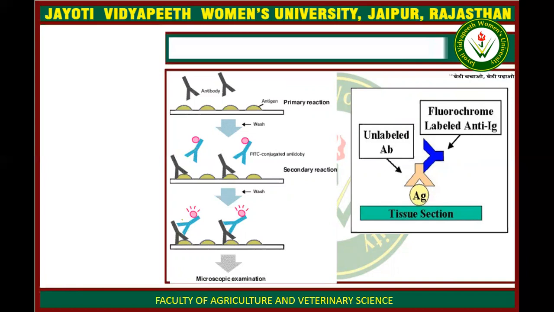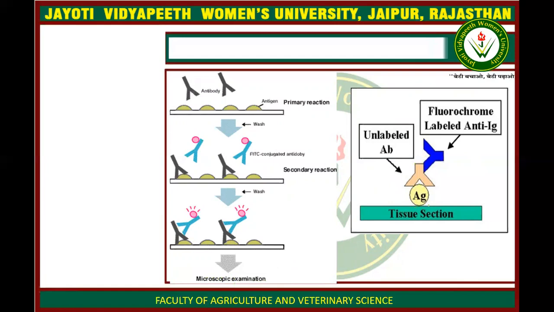So it has been bound here in the third step, and when it binds to this antibody, it will emit some light, and when it emits the light, it can be detected by the fluorescent microscope. Only a fluorescent microscope can detect this emission.